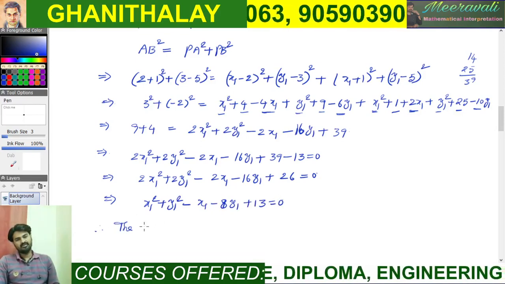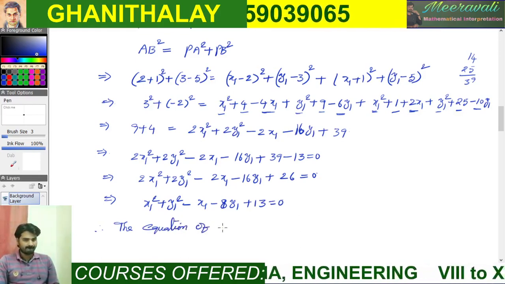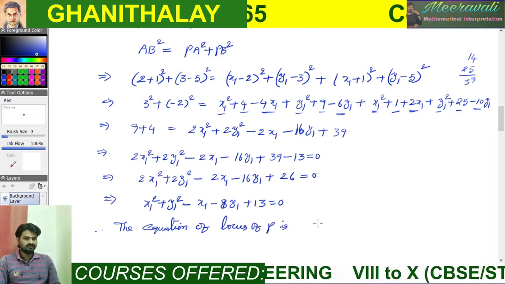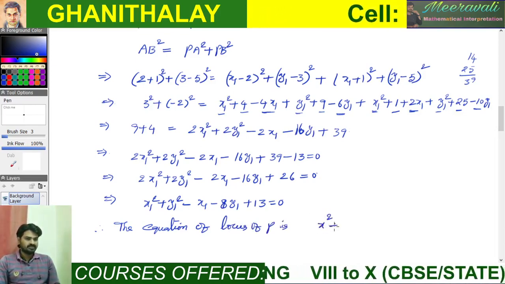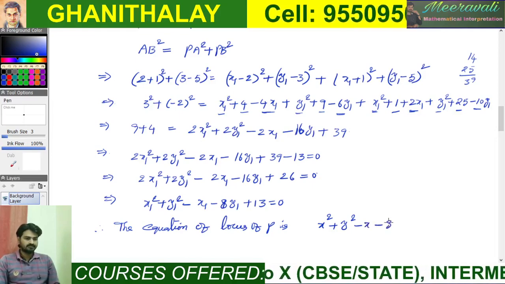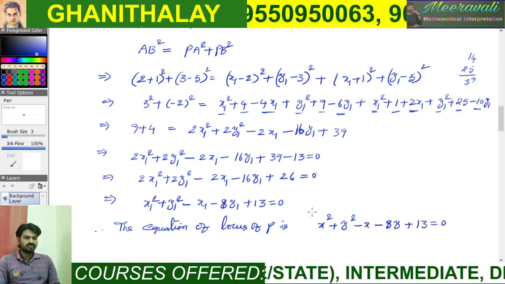Therefore finally you can write the equation of the locus of P. Remove the subscripts, and the locus of P is x square plus y square minus x minus 8y plus 13 is equal to 0. This is the answer.